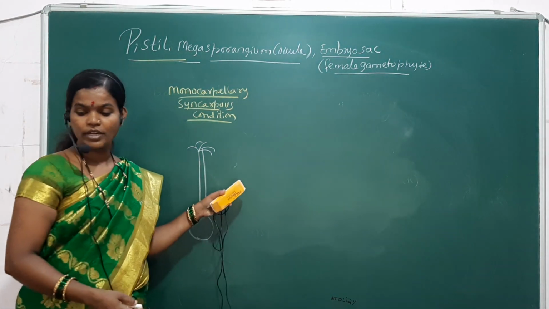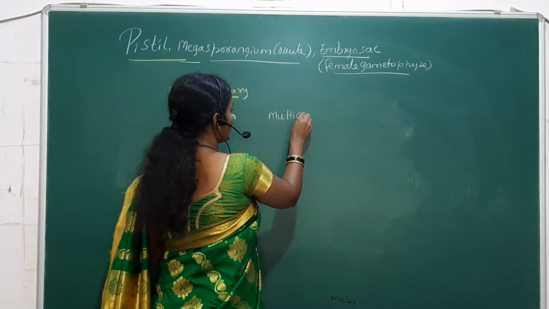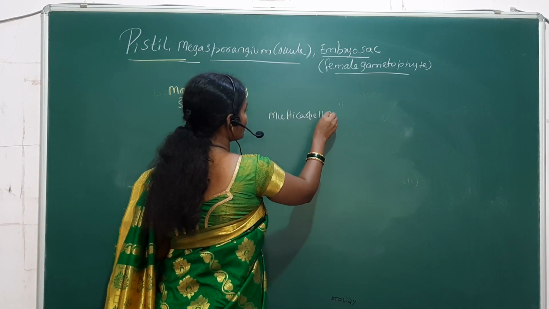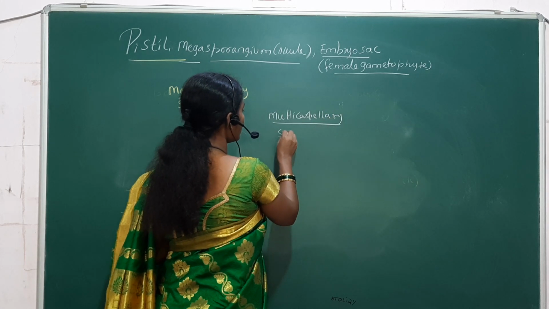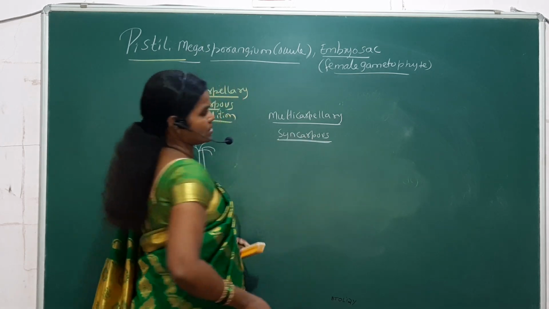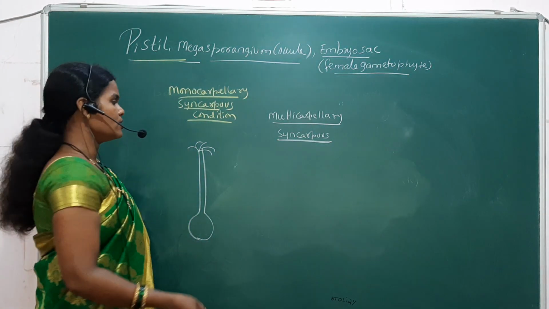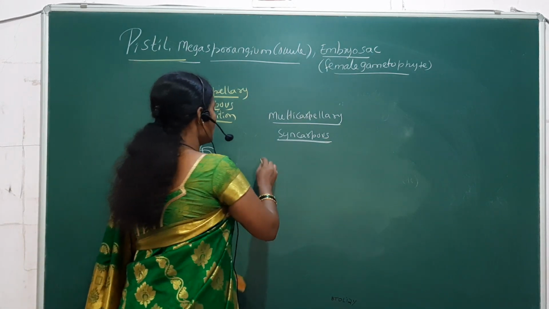Then next we are going to see the polycarpellary syncarpous condition. Before going to see this, we are going to see the multicarpellary syncarpous condition. What is the meaning of the multicarpellary syncarpous condition here? That is, you can see here.